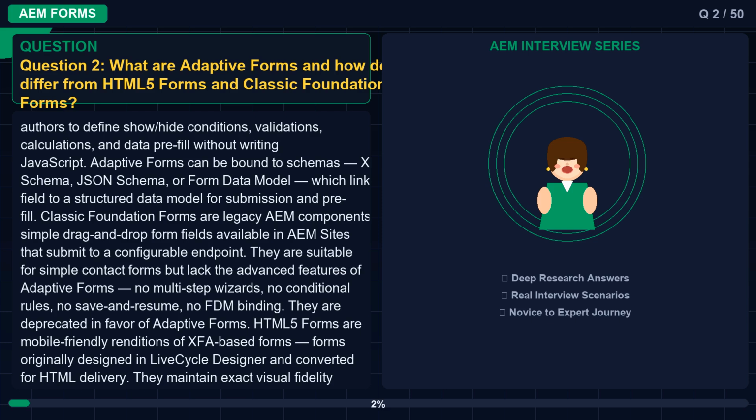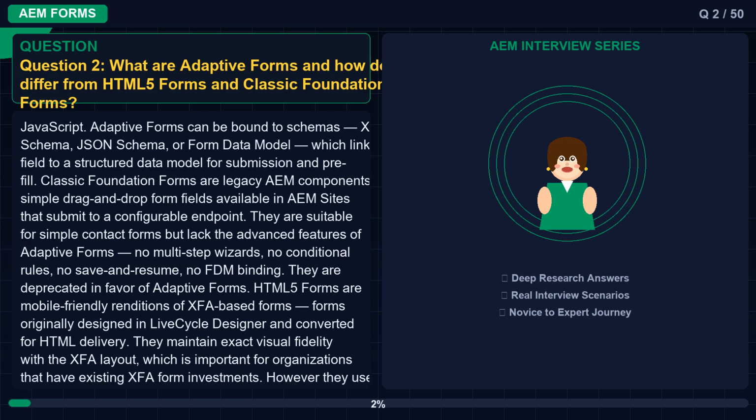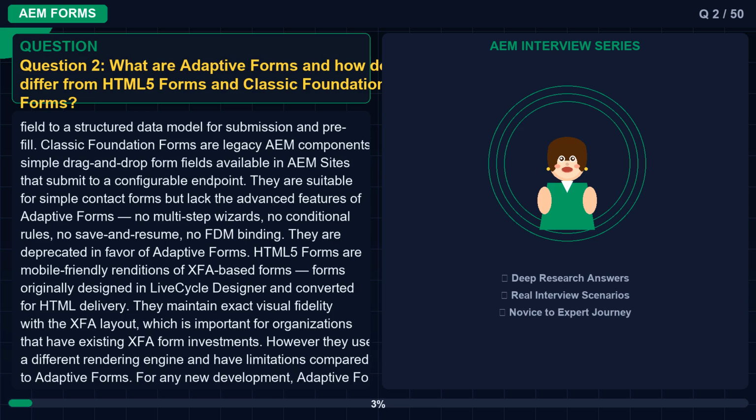Classic foundation forms are legacy AEM components, simple drag-and-drop form fields available in AEM Sites that submit to a configurable endpoint. They are suitable for simple contact forms but lack the advanced features of adaptive forms: no multi-step wizards, no conditional rules, no save and resume, no FDM binding. They are deprecated in favor of adaptive forms.